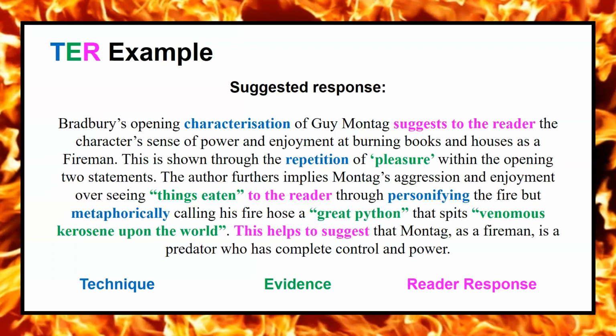If we look at this through color coding, we can see that the blue words or techniques are highlighted. So the student mentions characterization, repetition, personifying or personification, and metaphor. Furthermore, we actually have references to evidence being quoted, such as pleasure, things eaten, great python, venomous kerosene upon the world. We then also have the acknowledgement of the effect that this is meant to have on the reader by saying, suggests to the reader, this helps to suggest.